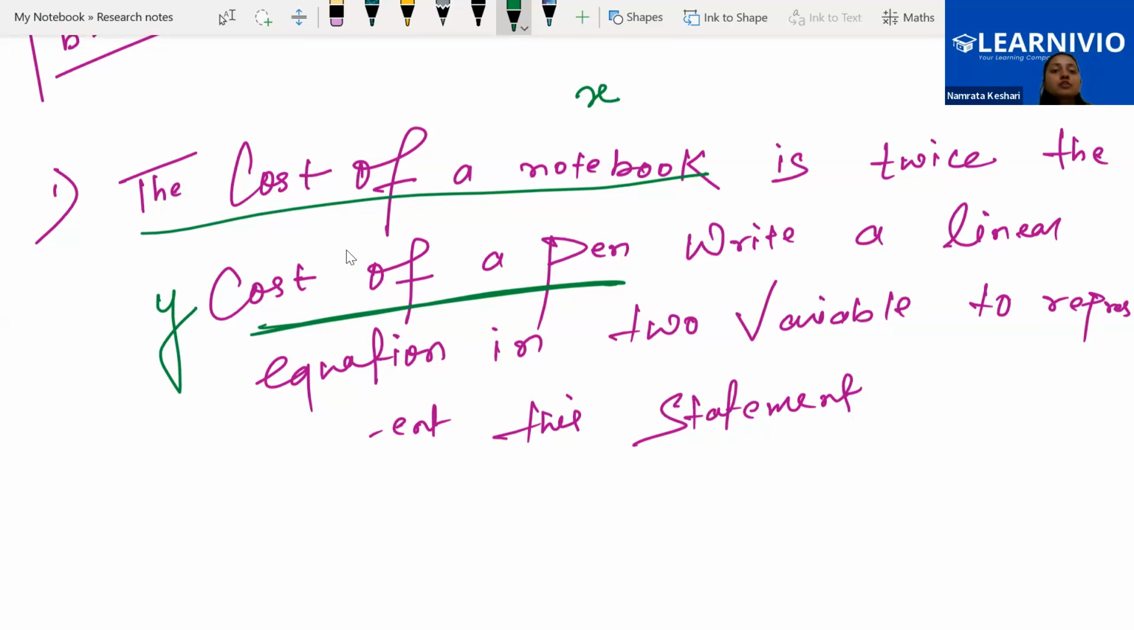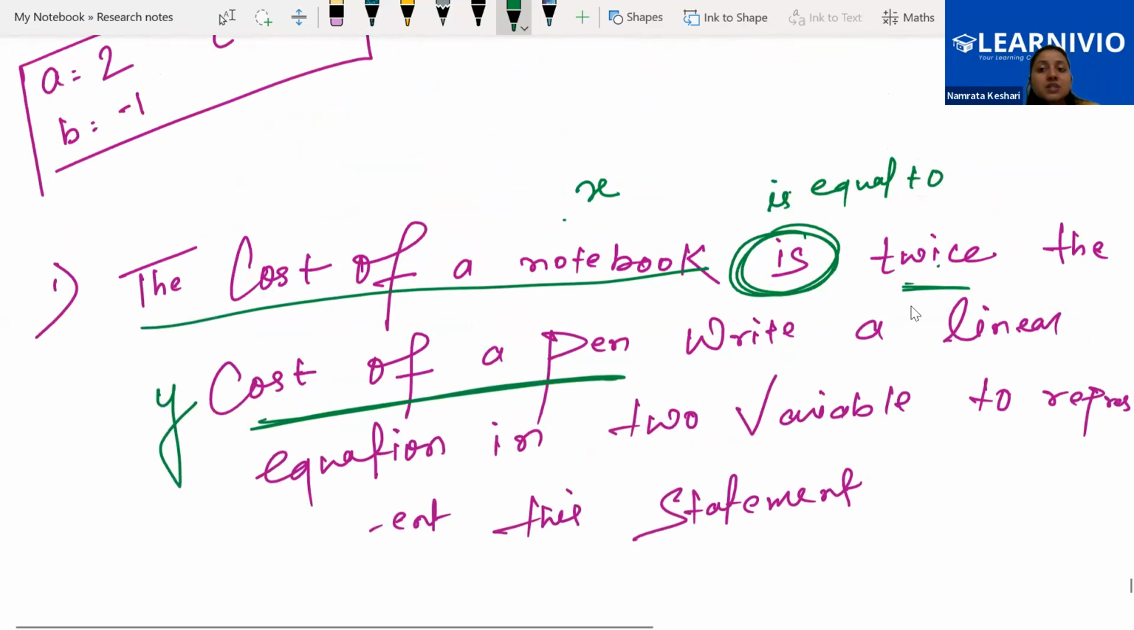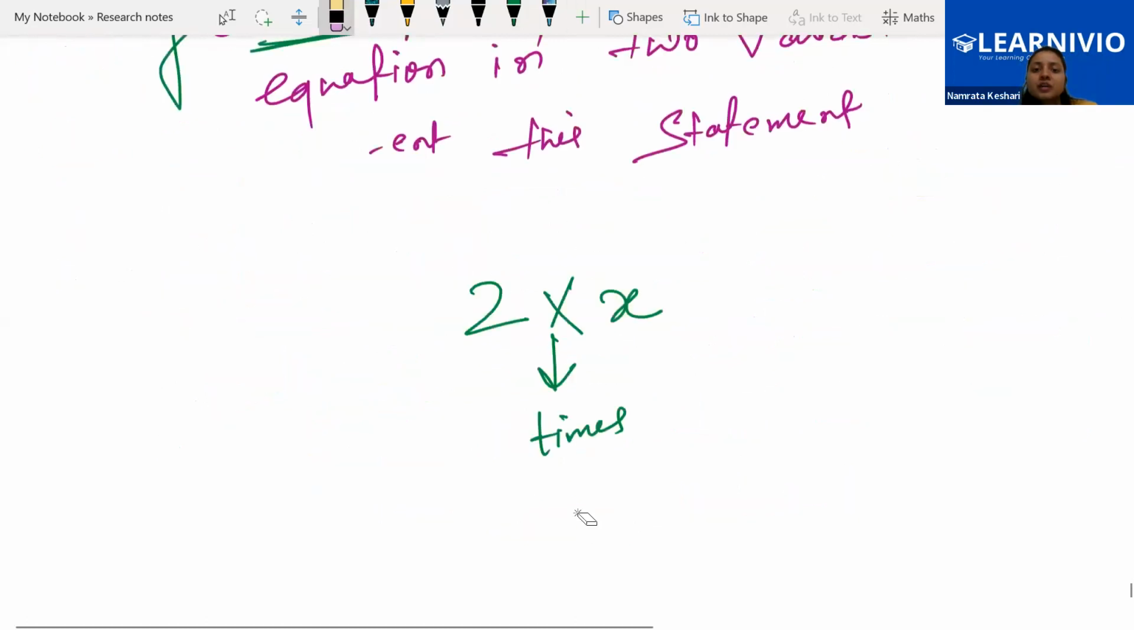The condition says that the cost of a notebook is, means is equal to, x is equal to twice. Twice means, like take this medicine twice a day, that means two times a day. Times means multiplication. When we are having 2x, this multiplication we read as times also. 2 times x. So twice means 2 times, that means 2 multiplied with. So from the statement only, we are able to frame the equation.